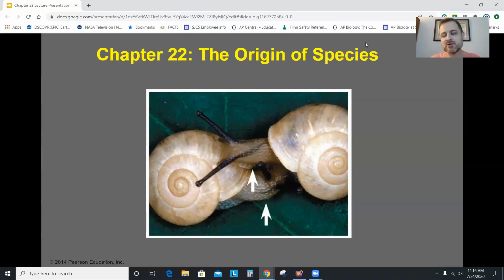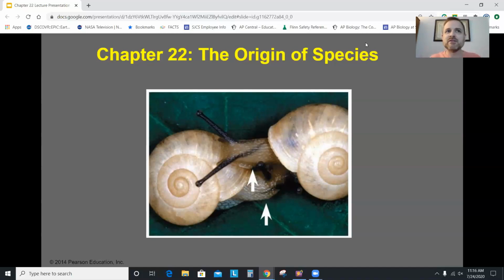So this chapter tries to help answer a very difficult question: how do I go from one population that's one species to two separate populations that evolve into two separate species? And that's obviously a very difficult question. It's not a question that we can answer with one nice, concise sentence.